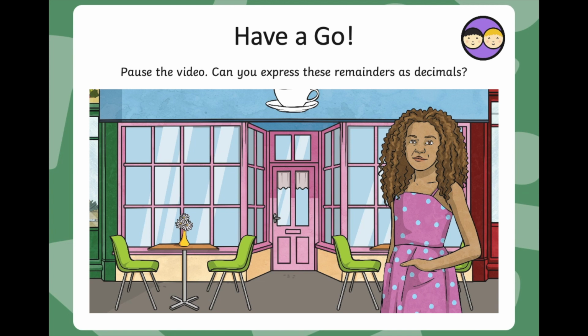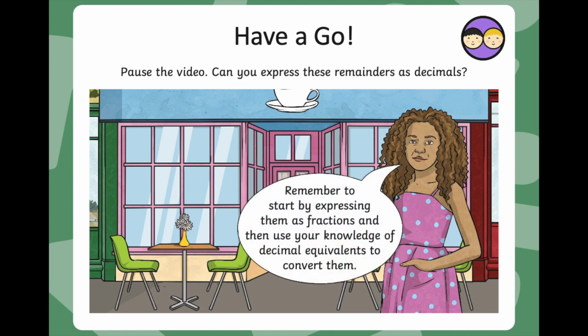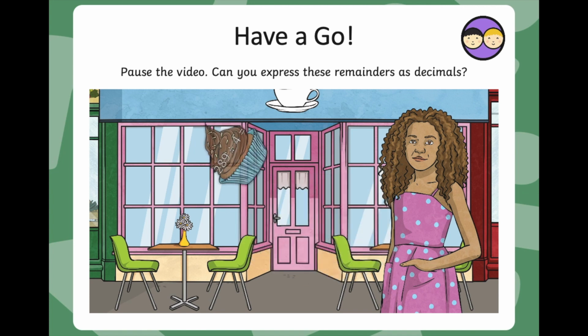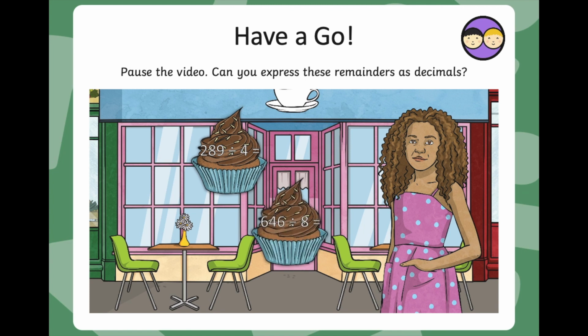Have a go. Pause the video again. Can you express these remainders as decimals? And remember to start by expressing them as fractions, then use your knowledge of decimal equivalents to convert them. So we've got 289 divided by 4, 646 divided by 8, and 624 divided by 5.